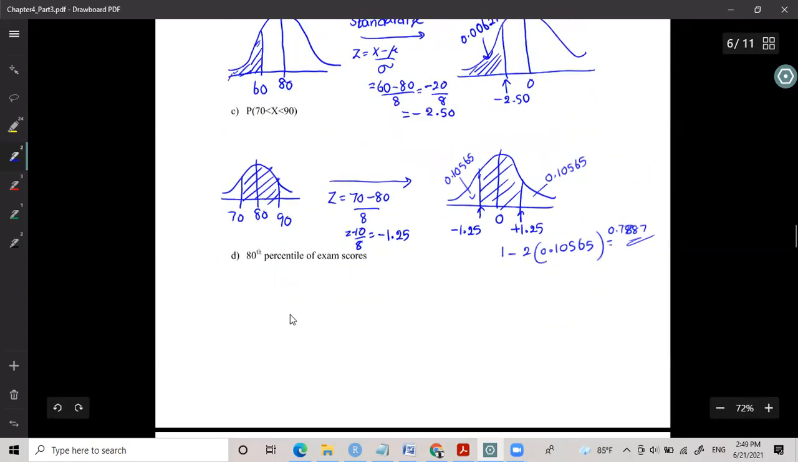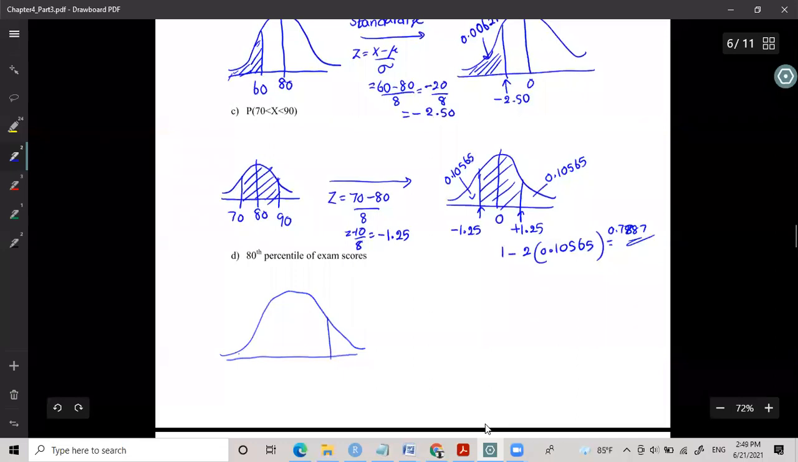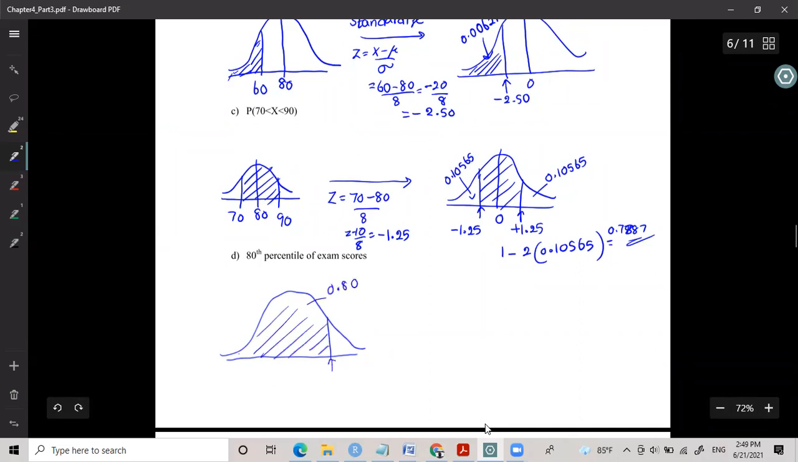We need the 80th percentile of exam scores. Now the reverse. The 80th percentile of exam scores. How do you do that? What do you know now? The meaning of 80th percentile is that at that Z score, at that point, 80% of data fall to the left. 80th percentile is 80%, which is 0.8. So you have the left tail 0.8. So find the Z score which is closer to 0.8. Okay, 80th percentile.